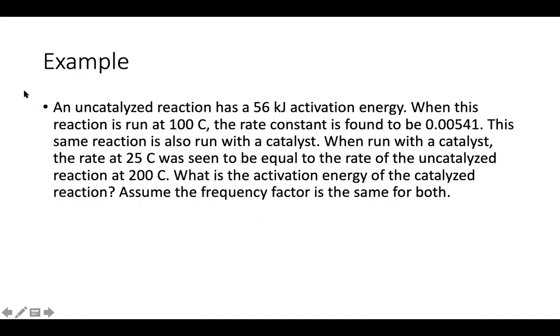Okay, so let's look at an example. And again, I tried to fit my example to a T, just like that classic example. So we have an uncatalyzed reaction with an activation energy equal to 56 kilojoules. When this reaction is run at 100 degrees Celsius, the rate constant is 0.00541. This same reaction is also run with a catalyst. When run with a catalyst, the rate at 25 degrees Celsius was seen to be equal to the rate of the uncatalyzed reaction at 200 degrees Celsius.